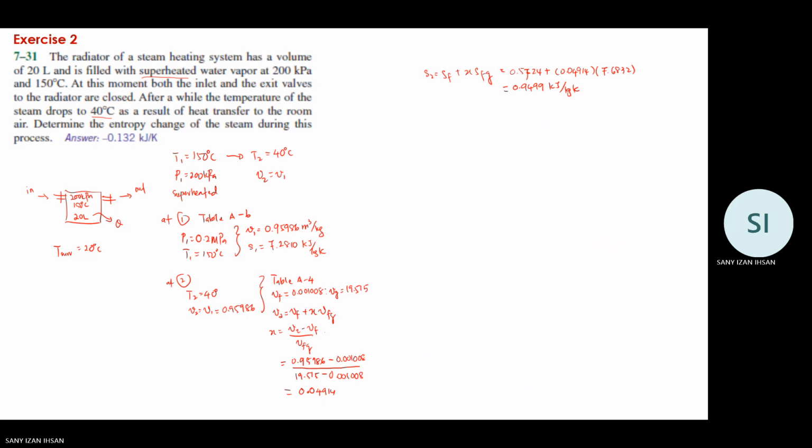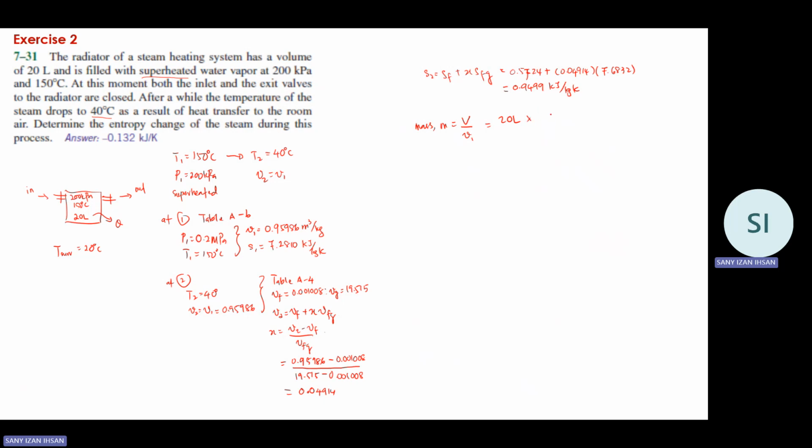Okay. All right, so we have the entropy for state 2. We need to find the entropy change. So, yep, we are given the volume, so we can find the mass. Mass M is equal to volume divided by the specific volume. Okay, you can use the first state. Volume doesn't change, 20 liter. Using the first state, then you know that this is 20 liter.